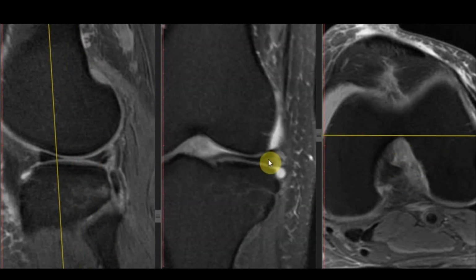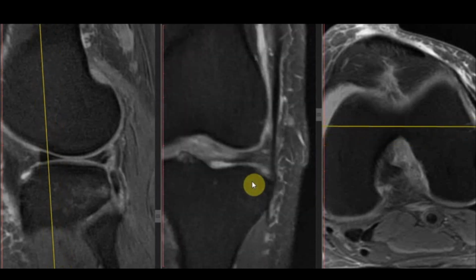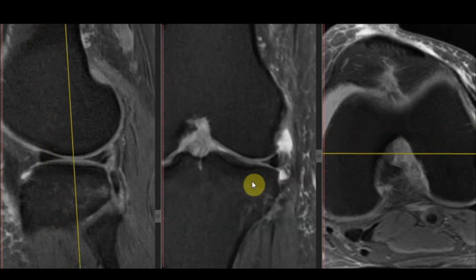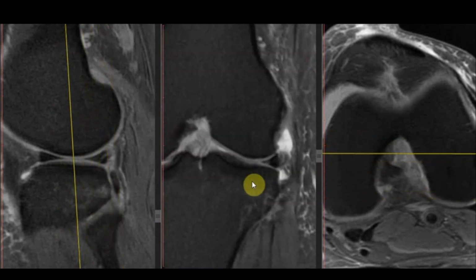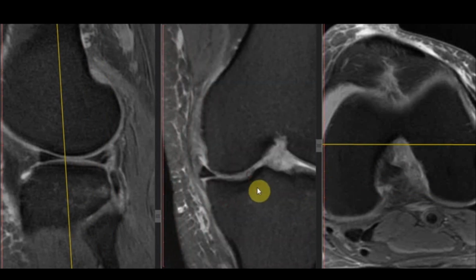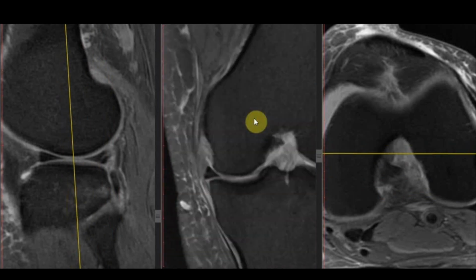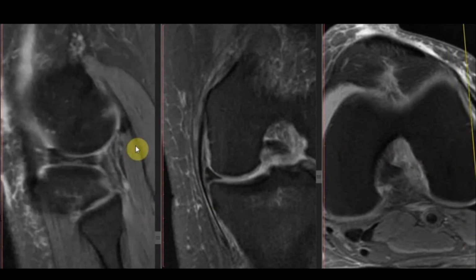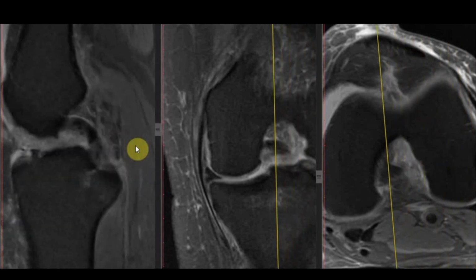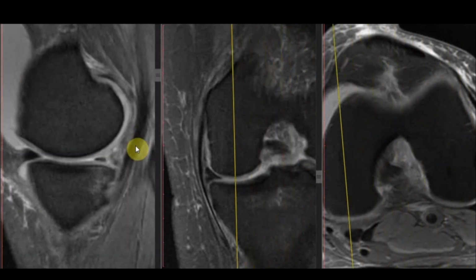Here is the horizontal component, and there is a small parameniscal cyst also seen in communication with the horizontal tear. So there is a complex tear involving the posterior horn and body of lateral meniscus. Coming to the medial meniscus, there is a slight extrusion of the body of medial meniscus. So there is some extrusion in the body.